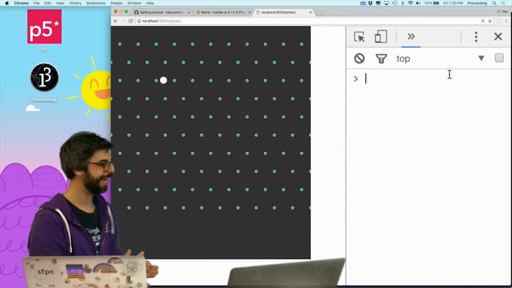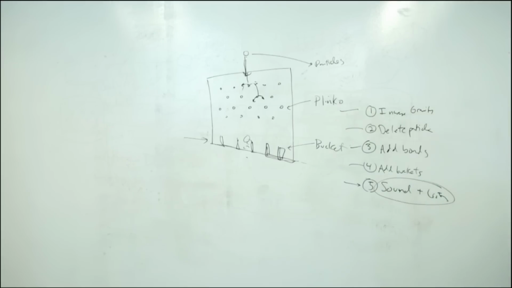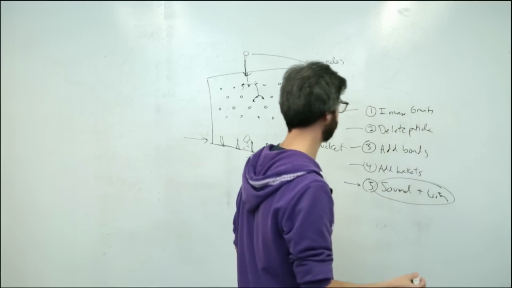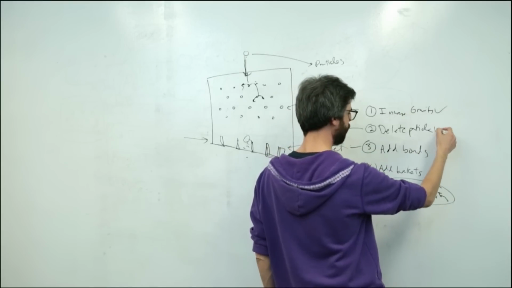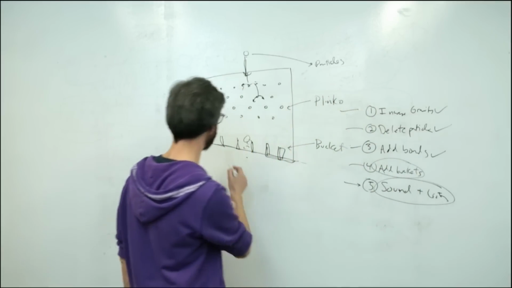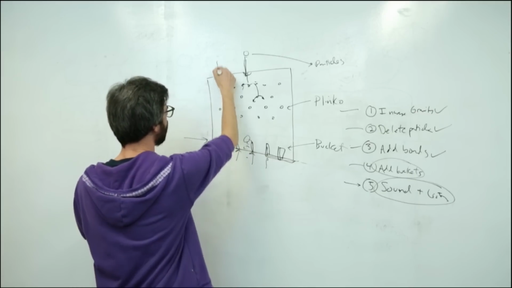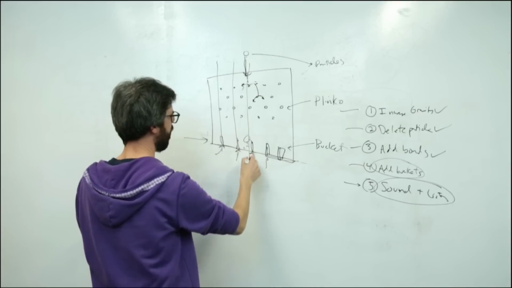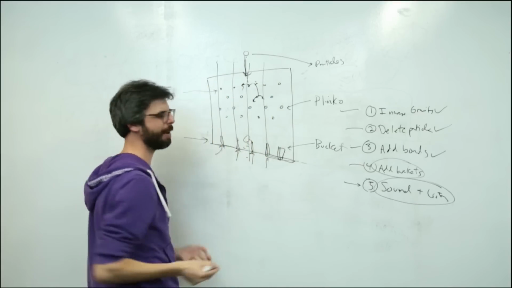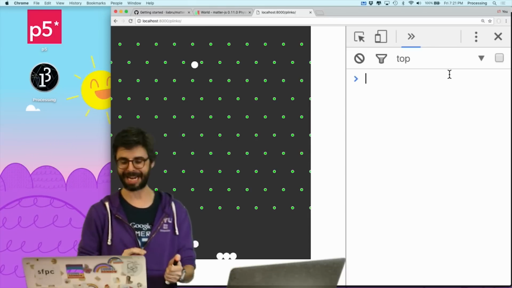OK, here we go. Now, looking at my list, what do I have left? I've increased the gravity. I'm removing particles. I added a boundary at the bottom. I need to add buckets. So what I want to do is just add some little separators here. And I probably want to align them right with that first row. That probably is the way I'm supposed to do it, although I'm sure there's a specific layout. OK, let's add those.